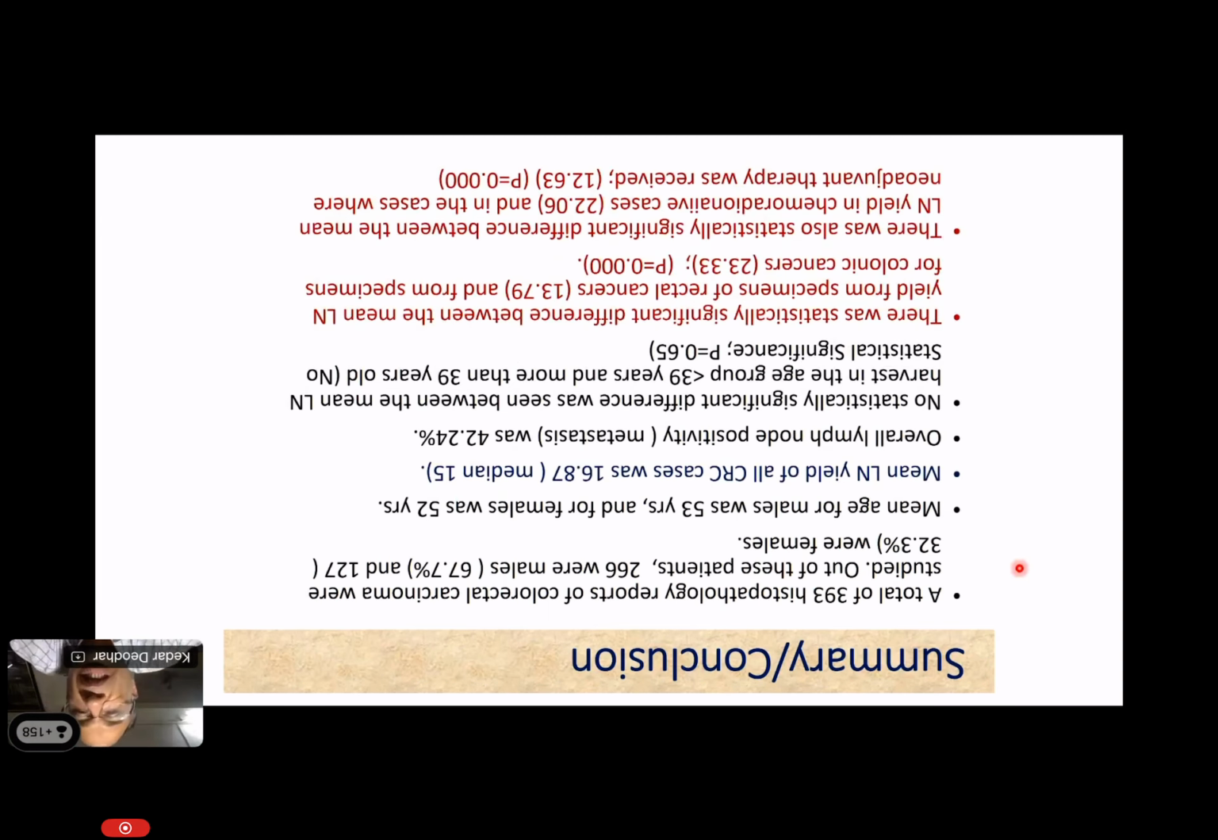If we come to the summary of conclusion slide of this audit, we found that the mean age was 53, mean lymph node yield compared with all colorectal was 16, median was 15. Overall lymph node positivity was 42%. If we refer to our previous audit, that overall positivity was 44%, so this is somewhat similar. There was no statistically significant difference between the mean lymph node harvest in the age groups. If you try to say anything less than 40 or more than 40, there was no significant difference.